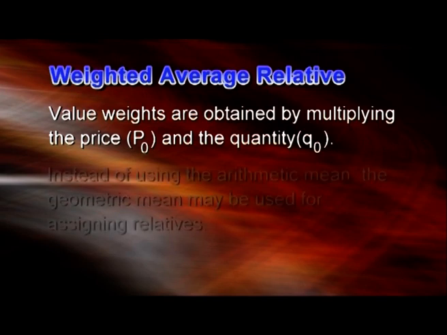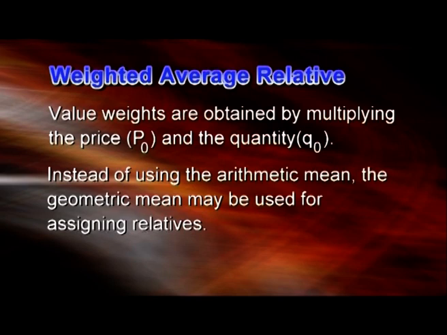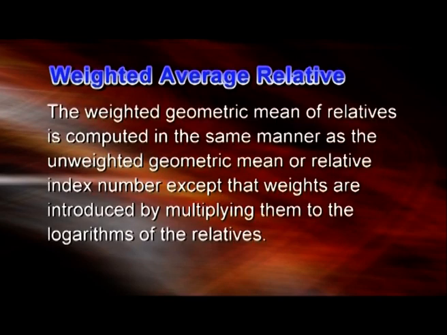Instead of using the arithmetic mean, the geometric mean may be used for averaging relatives. The weighted geometric mean of relatives is computed in the same manner as the unweighted geometric mean of relatives index number, except that weights are introduced by multiplying them to the logarithms of the relatives.